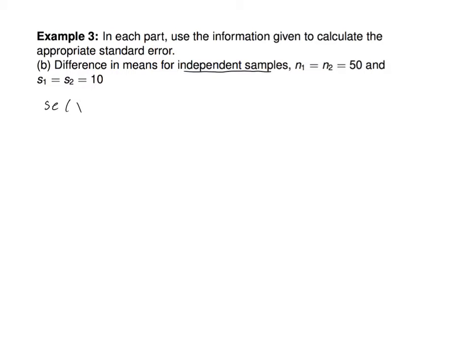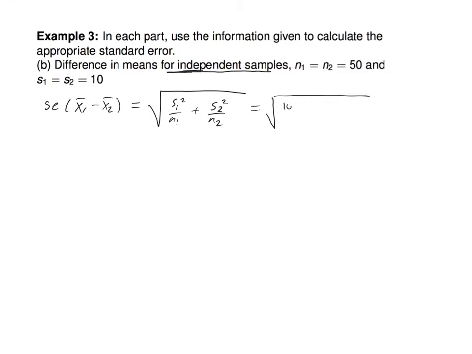But two independent samples. So two samples means you have two means. So x1 bar minus x2 bar. So that formula is s1 squared over n1 plus s2 squared over n2. Do the n1s and n2s have to be the same? No. Do the s's have to be the same? No, they are in this case, but that's just special.